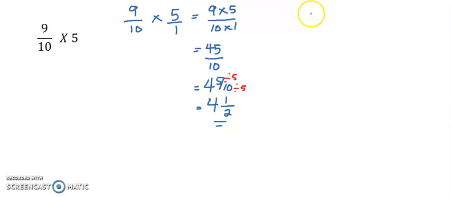You know, it's a similar way, but we reduce first. So our problem is 9/10 times 5. And we are going to change that 5 into 5 over 1. Let us multiply the numerator, 9 times 5, and we're going to multiply the denominator, 10 times 1. Now when we look, we see that we have a 5 and we have a 10 that we can reduce. 5 divided by 5 goes 1. 10 divided by 5 gives us 2.